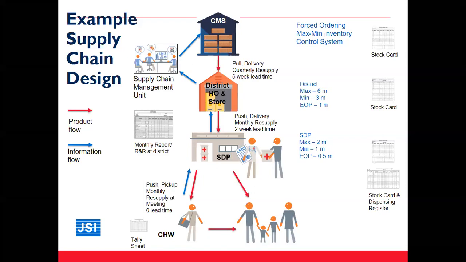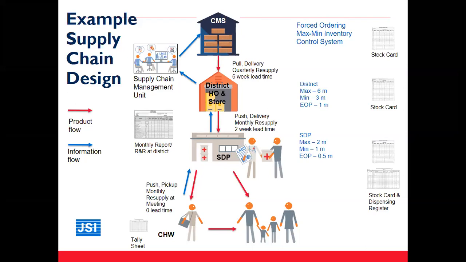We see by the blue lines that the data flows up the system for use at each level in decision making, including by the central supply chain management unit. So in this case, the design included a supply chain management unit, which receives data, instructs the CMS, the central medical stores, on how it should resupply, tracks performance at every level in the system using the data that's been reported in the LMIS. And hopefully proactively can prevent problems by seeing potential supply imbalances and shortages within the system before they become a problem.